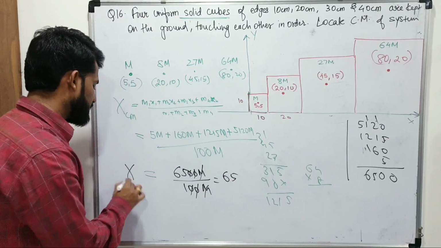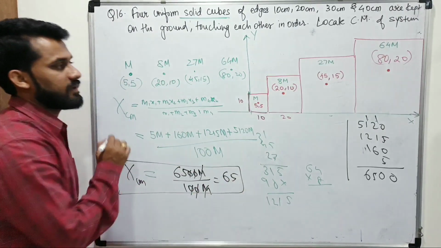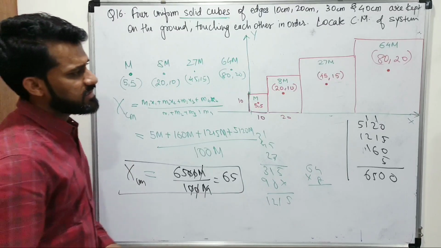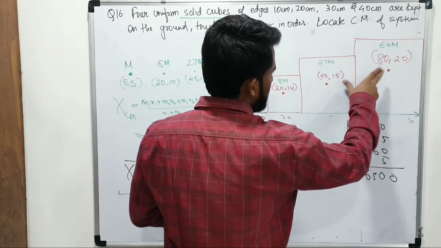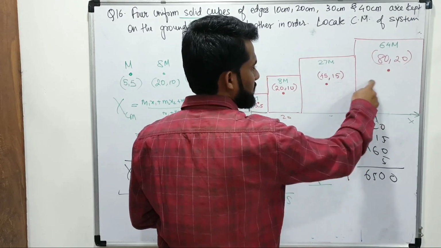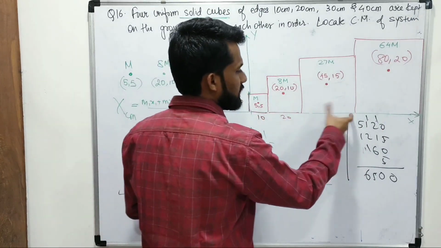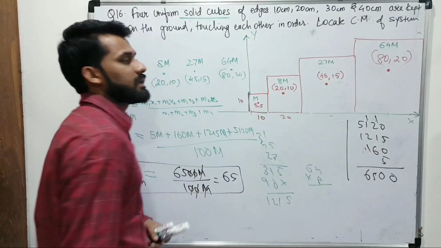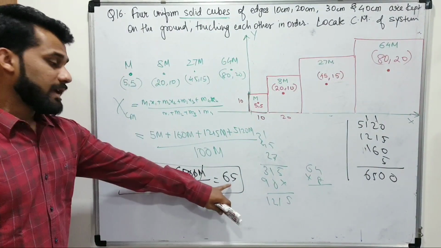So the location of xcm is 65. Where is 65? Somewhere between, actually 65 will come in this last block, because 10 20 30 is 60. So 65 is in this last block, somewhere the mass has its x location.